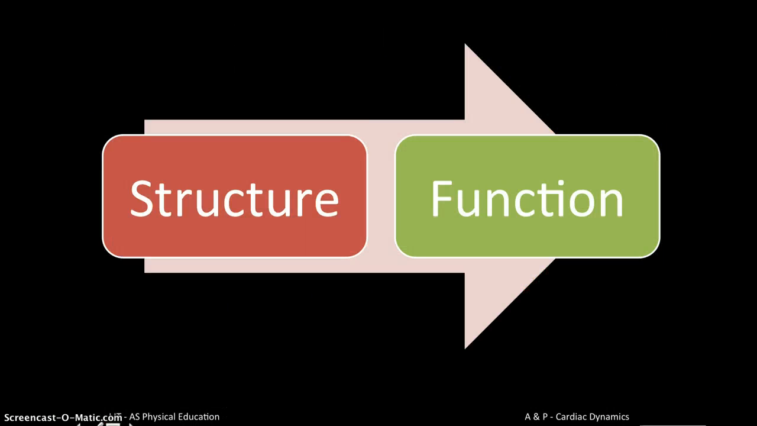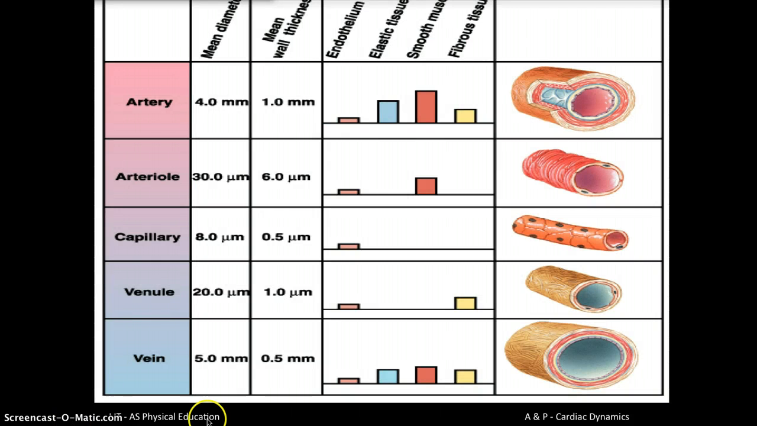So very much structure links to function. Vessels are built to do a particular job. So we'll look at how they're built and we'll look at the function, the job that they have to do. So you can see here we've got some factors: diameter, wall thickness, the components of the walls, and there's a bit of a visual for you for each of the five vessels.